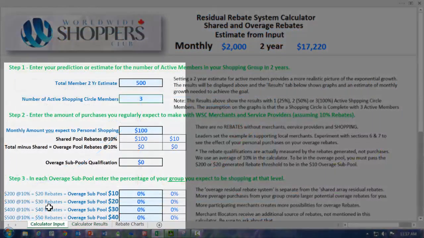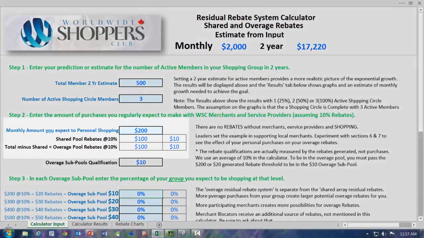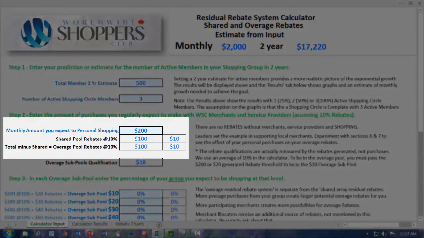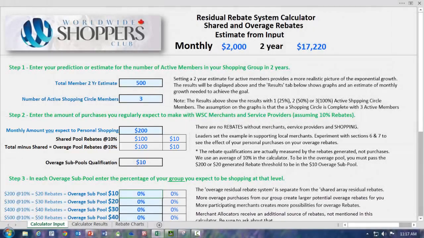So what we're going to do to get you into the overage pool is just add a little bit more. Let's just move this up to $200. Which means now you're spending $100 for your first 10% for the shared pool, and now you have $100 overage, which means you're in the $10 overage subpool. Now again, I want to qualify here that we're using dollars and we're using 10%, but you should know by now that this is all based on the number of rebates that you've generated, not the dollars you spent.